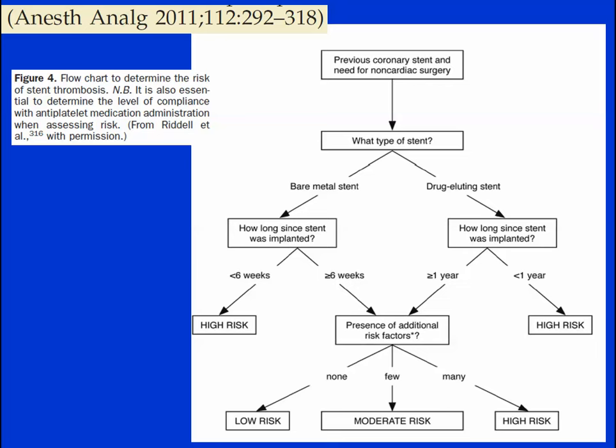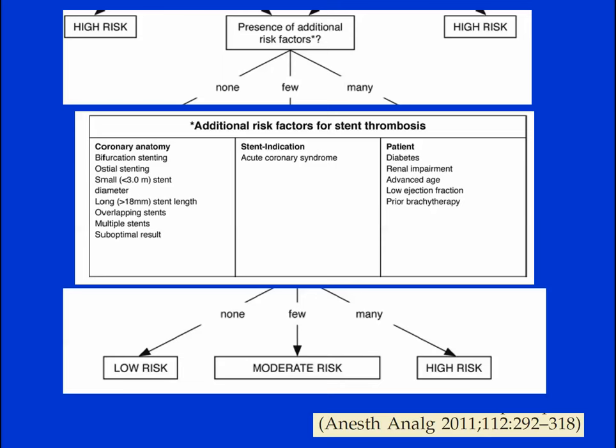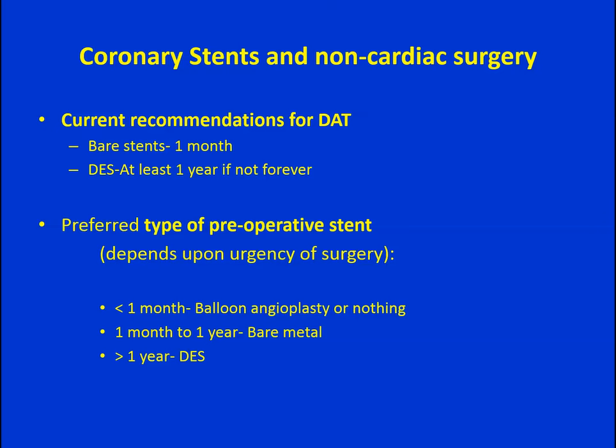This is from a review article in ANA talking about risk factors for thrombosis in patients who undergo surgery with stents in place. This shows some of the various risk factors, including the coronary anatomy, the reason why the stent was placed, and patient factors. The current recommendations for dual antiplatelet therapy, as I've indicated, for bare metal stents a month, and for drug eluting at least a year.